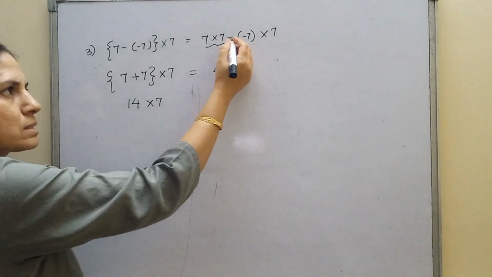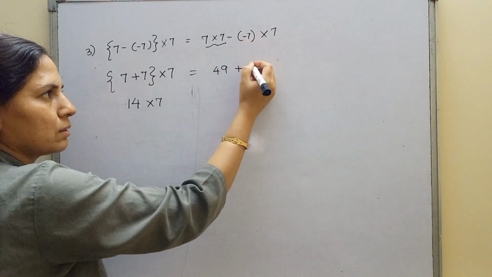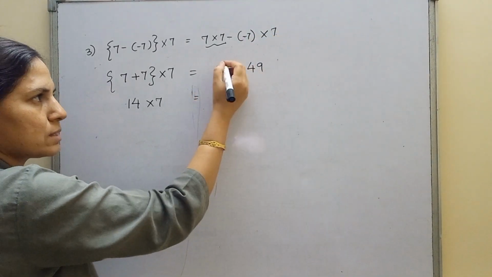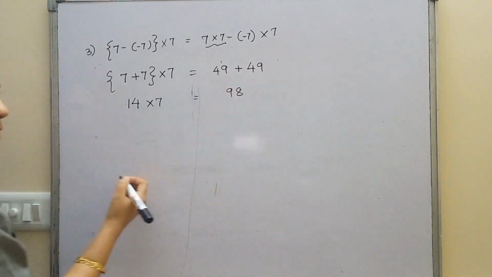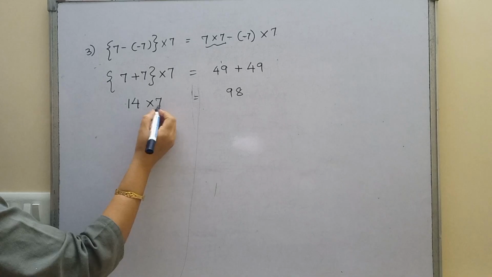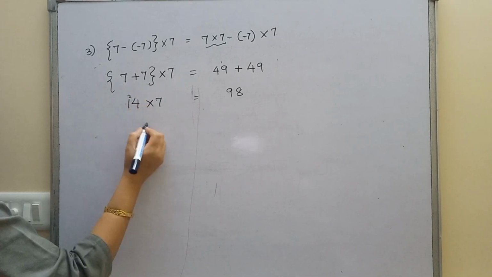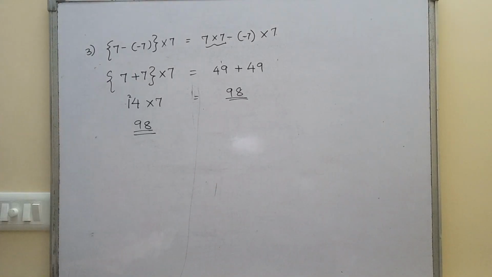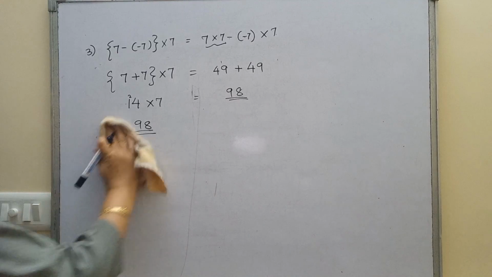Yes. Minus into minus plus. Again 7 into 7, 49. So your answer here is 98, right? Let's check whether this is 98 or not. 14 into 7 is, yes, this is also 98. Hence LHS is equal to RHS. Let's go ahead with the next question. Question number 4.